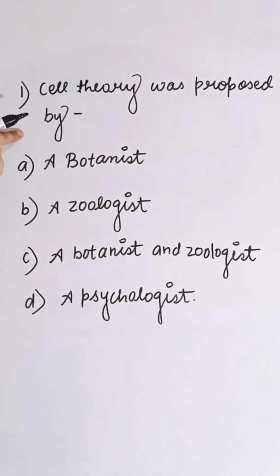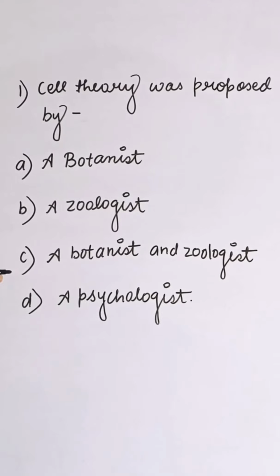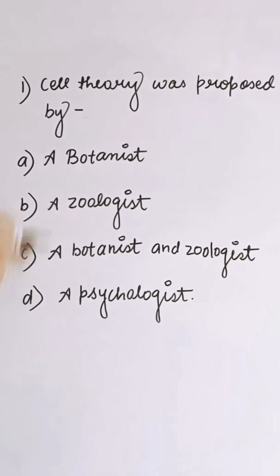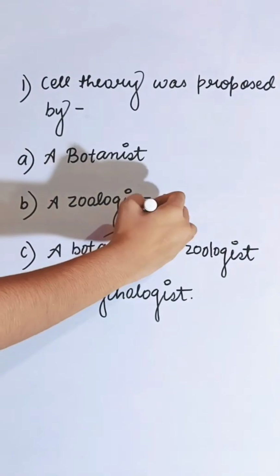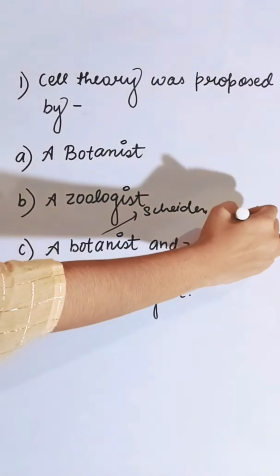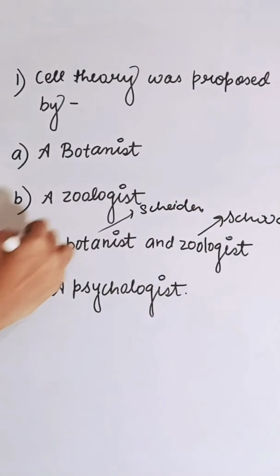Cell theory was proposed by first option a botanist, second is a zoologist, third is a botanist and zoologist, fourth is a psychologist. Cell theory was given by a botanist and zoologist. Botanist is Schleiden and zoologist is Schwann. So correct answer is C.